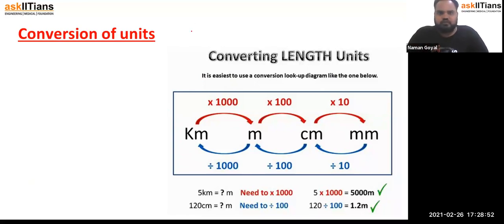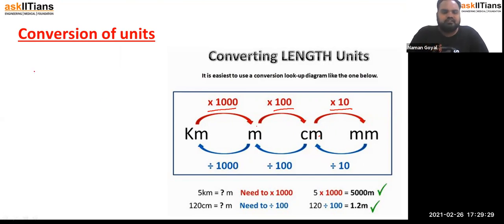As you know, if you want to convert kilometer to meter, you have to multiply by 1000, and meter to centimeter you multiply by 100. For centimeter to millimeter you multiply by 10, isn't it? If you want to go from millimeter to centimeter, then you divide by 10. Centimeter to meter, you divide by 100. Meter to kilometer, you divide by 1000.